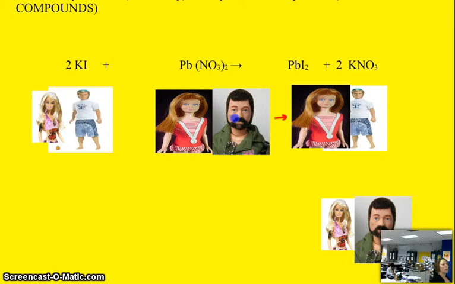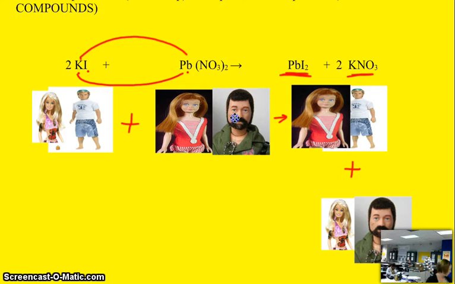So our arrow would be here, and these would be our products, and these would be our reactants. Notice up here in this reaction, we have the K with the I and the Pb with the NO3. Well, what happens is the Pb and the K swap partners. Now Pb is with the I and K is with the NO3. This is a very easy reaction to recognize because you have only compounds, and that's called double replacement.